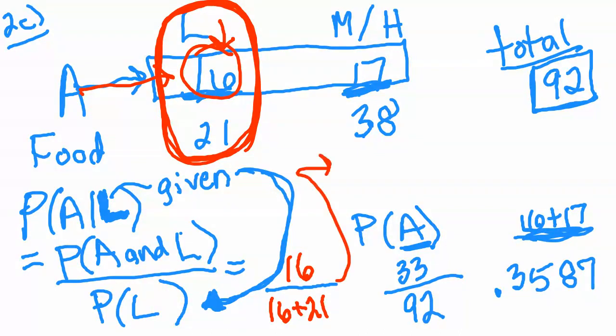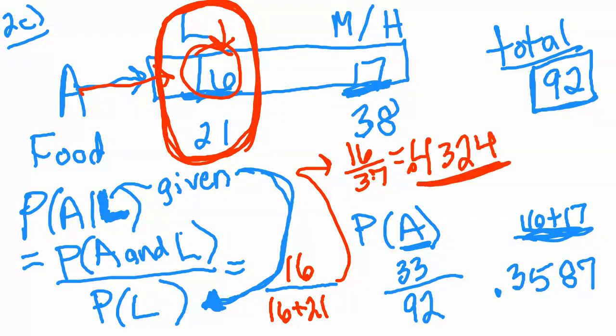Okay, so that would be 16 divided by 37. And on a calculator, again, I'll draw you a picture of conditional probability because that's really important this week. 0.4324. So that would be the conditional part, and you can see those two numbers aren't equal, so they're dependent. They're not independent.